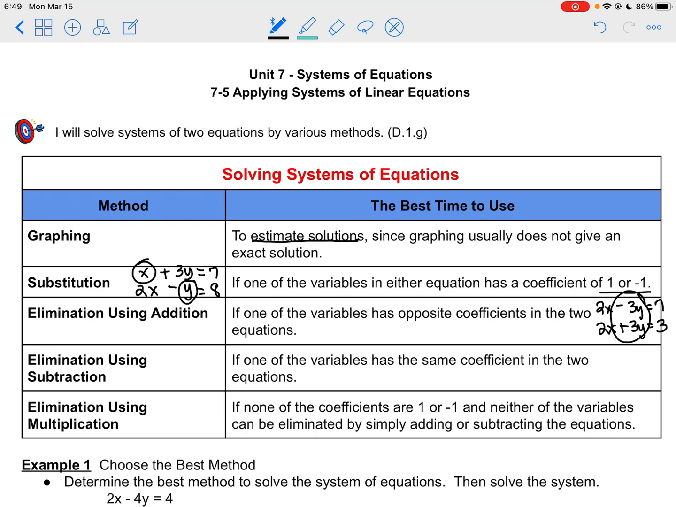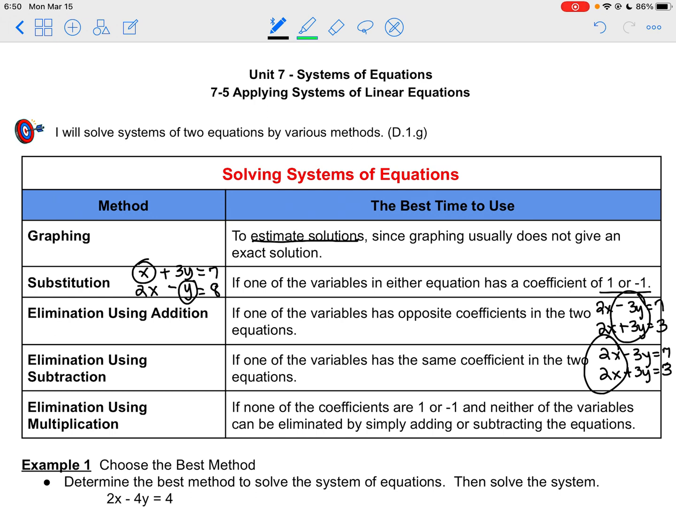The best time to use elimination using subtraction is if it has the same coefficient in the two different equations with the same sign. So in that same example, you could use subtraction to cancel out the x values. Here, since the x values are the same, you could use subtraction to cancel them out.